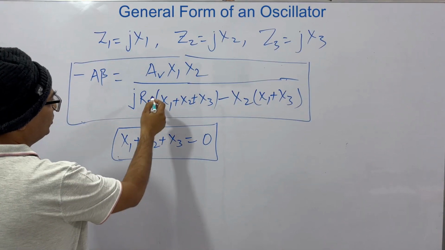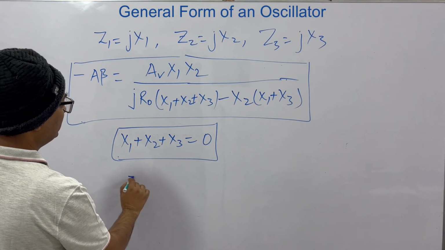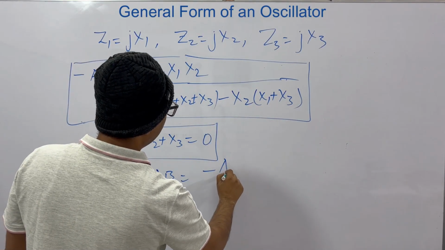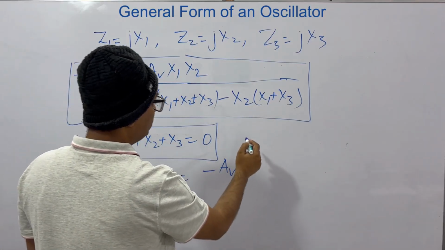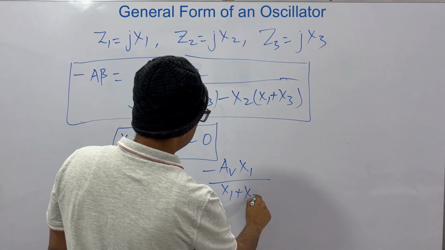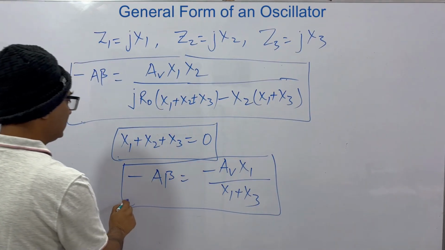Okay. So if you put this condition, what do you get? This is 0 here. So what will we get? A beta is minus AV, X1, X2, X2 cancels, so X1 by X1 plus X3. So this is the second expression that we get.